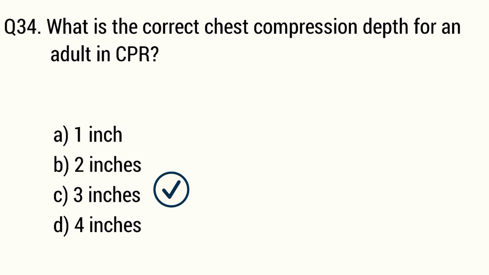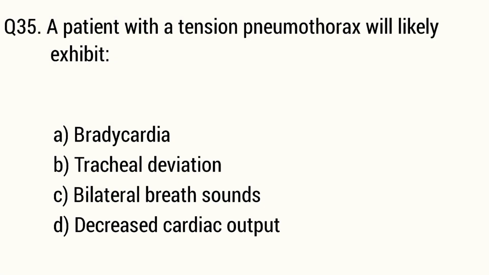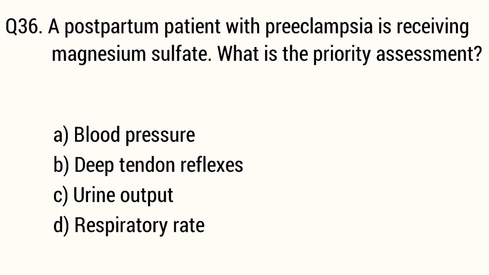Question number 35. A patient with tension pneumothorax will likely exhibit. The right answer is option B, tracheal deviation. Question number 36. A postpartum patient with preeclampsia is receiving magnesium sulfate. What is the priority assessment? The right answer is option B, deep tendon reflexes.